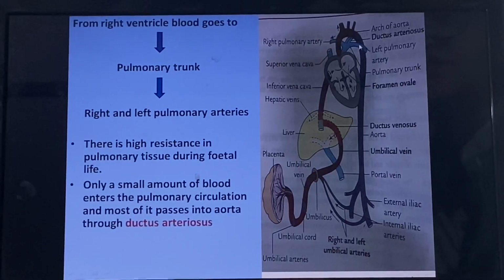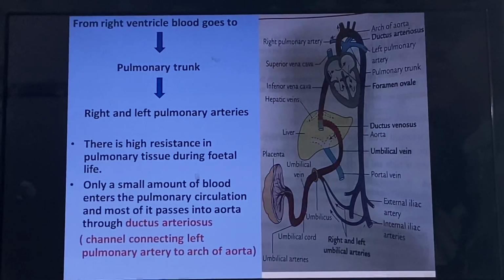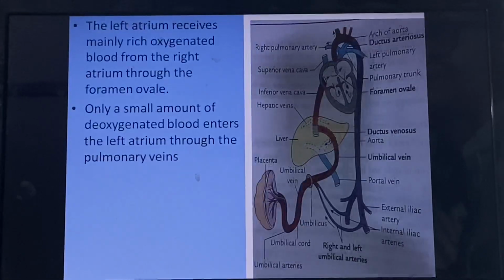Because of the resistance, the left and right pulmonary arteries have to go to the lung, but they don't have an open door welcome over there. So the blood is entering through a channel into the aorta. So this blood is entering here through the ductus arteriosus. So this is the channel connecting the left pulmonary artery to the arch of aorta.